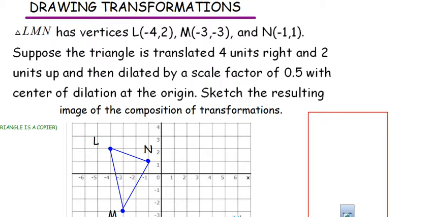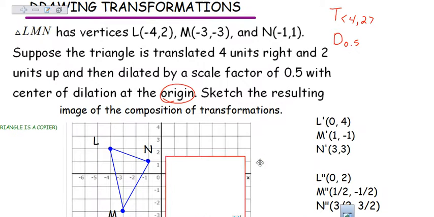Let's try another one. Triangle LMN has vertices that are given. Suppose the triangle is translated 4 units to the right and 2 units up. To me that looks like this: 4 units to the right and 2 up. And then we're going to dilate by a scale factor of 0.5, with the center of dilation being the origin. Sketch the resulting image of the composition of the transformation.